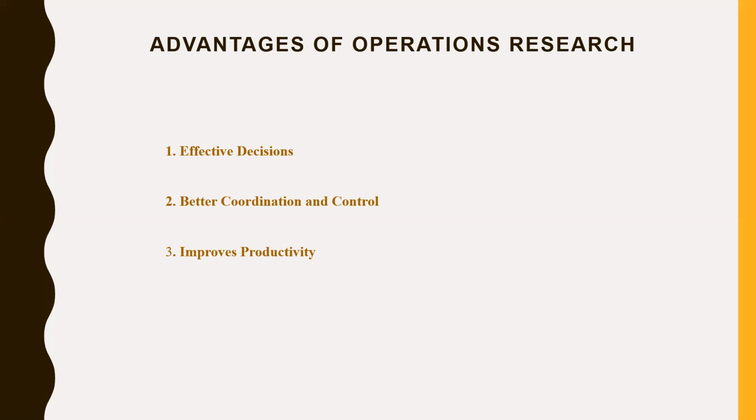The third advantage is it improves productivity. Operational research aims to increase the efficiency of the decisions which they have made. It helps in location and size of factories, warehouses, etc. It helps in the management of inventory, and it also helps in the planning and control of production, and also assists in the preparation of manpower.